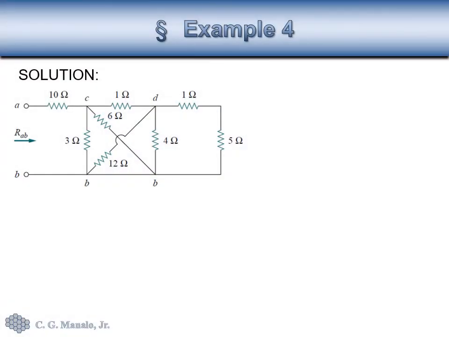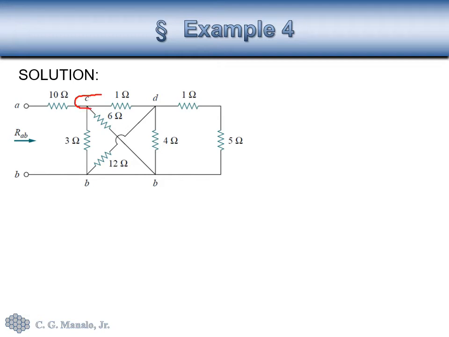To determine the equivalent resistance, we need to identify those resistances that are in series and in parallel, and then we combine them. To do that, we need to first know what the nodes of this network of resistors are. So they are actually given here.